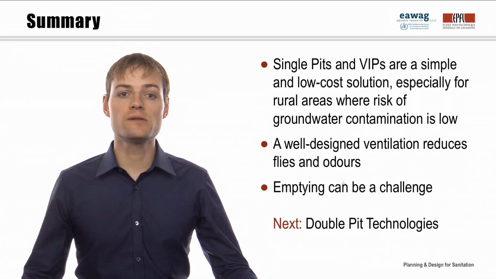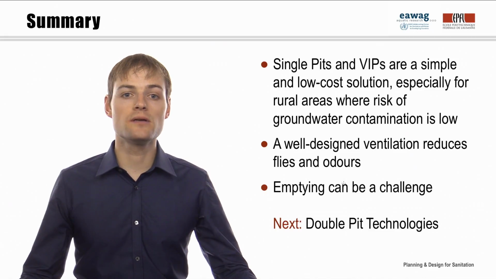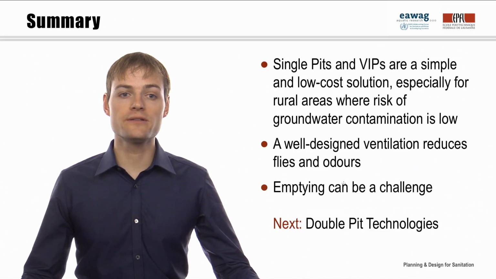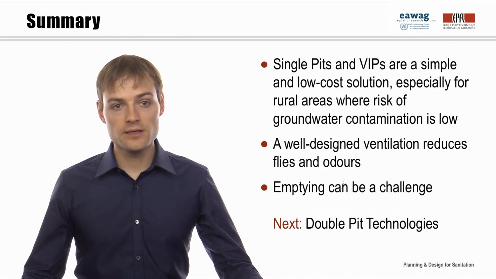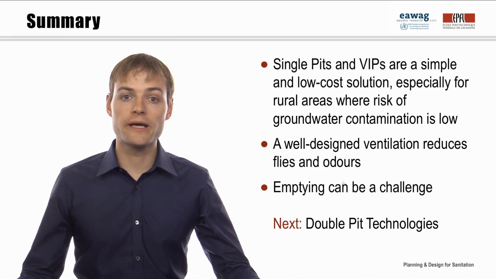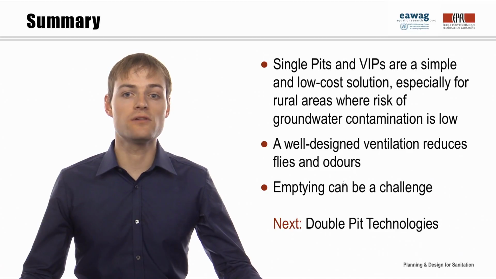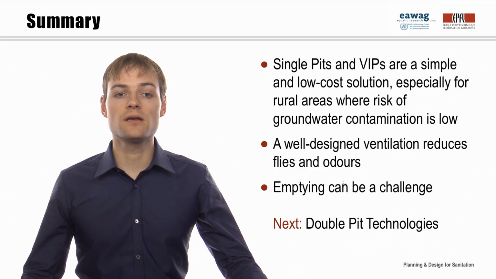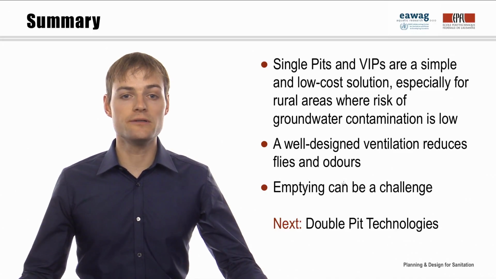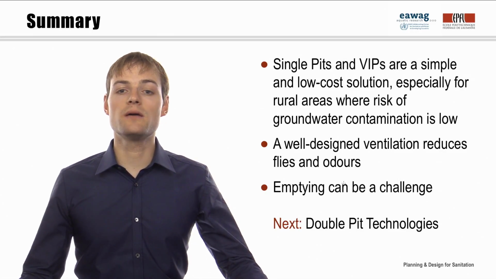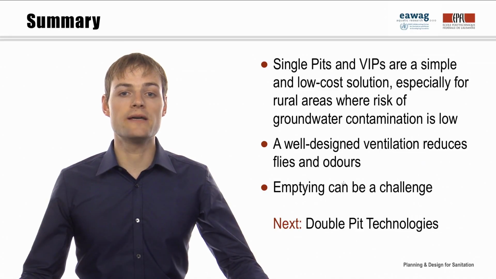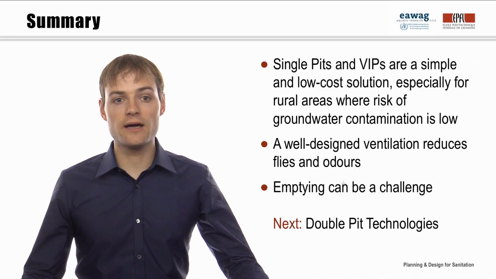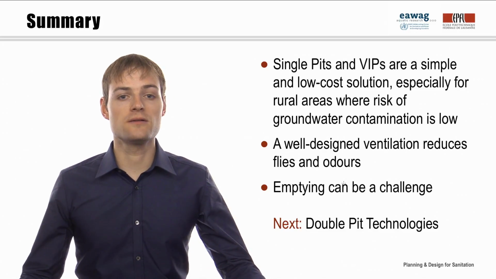Single pits are a simple technology which can be very appropriate, particularly in rural areas with a low risk of groundwater pollution. Single pits should not be used where the groundwater table is high, or in areas that are frequently flooded or have rocky soils. They are not suitable for dense urban areas, particularly because emptying can pose serious problems and health risks. The use of a vent pipe in a VIP adds comfort and reduces flies, but needs to be carefully designed to function properly. In the next module, we are going to look at the technologies that use two pits.